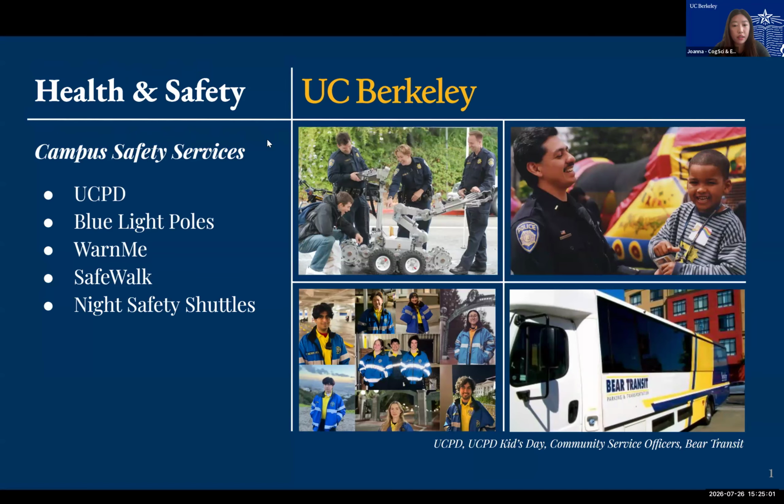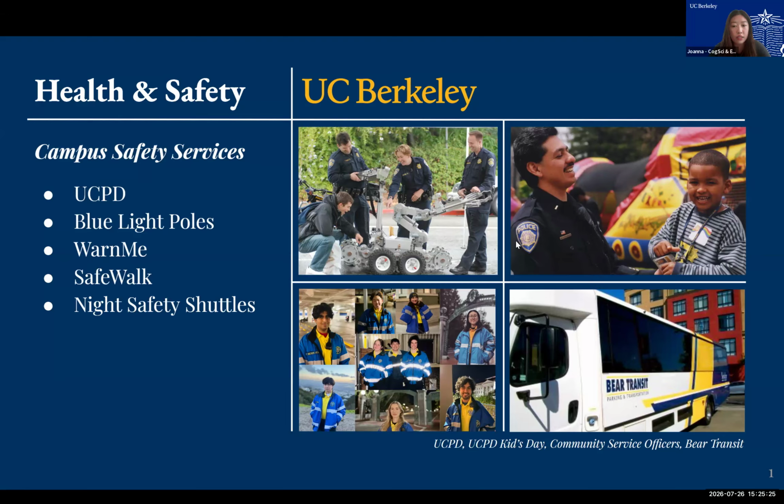Thank you, Sebastian. And now we'll be talking about our campus safety. So the first thing we have is our own UCPD, the University of California Police Department, which works alongside the City of Berkeley Police. They're located in the basement of Sproul Hall. Across campus, there are roughly 100 blue light poles. Push the button and UCPD reaches you within about 5 minutes.